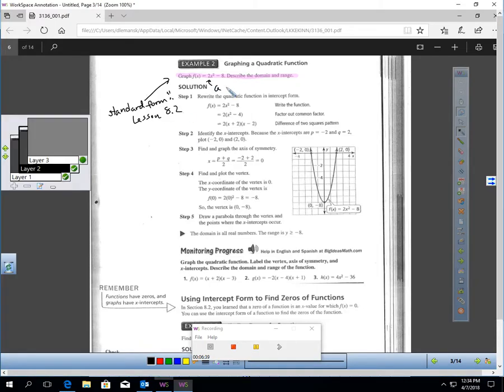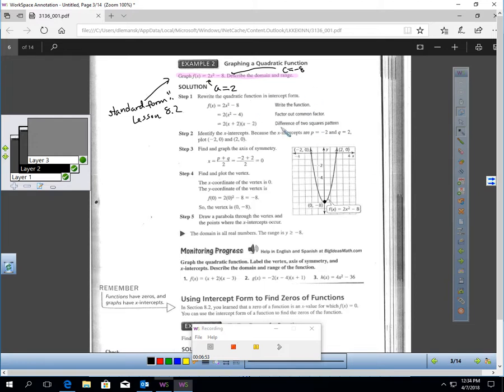A is 2, so I know this opens up. C is negative 8, so I know I can translate my vertex 8 down. So let's go to the picture. They translated the vertex 8 down. I know this is opening up, and I need 2 other points.